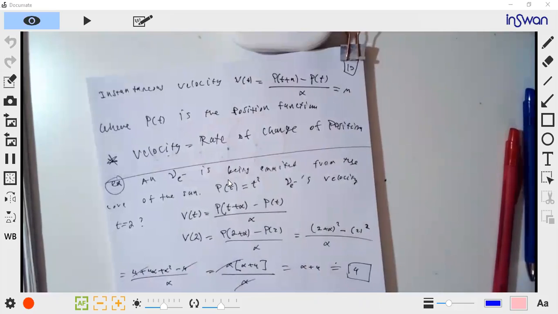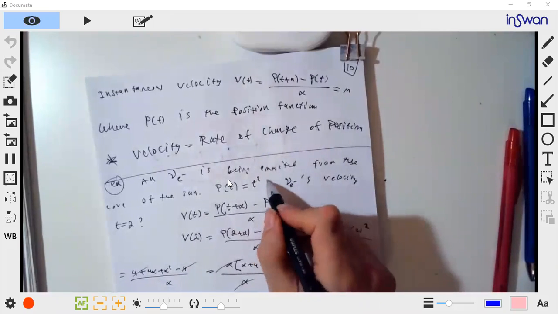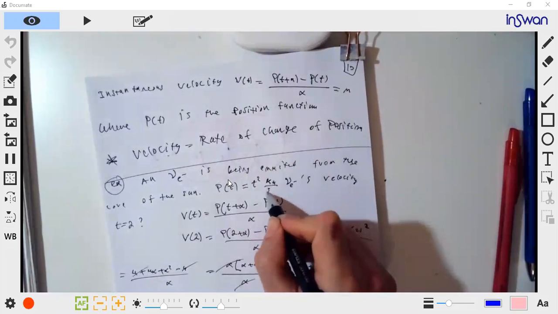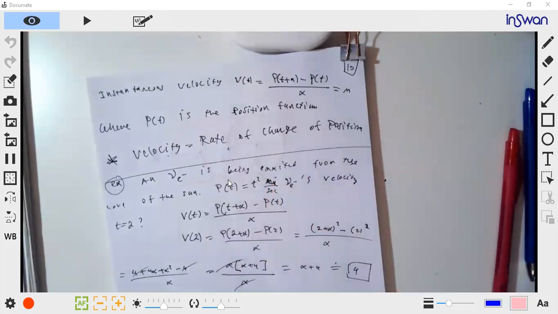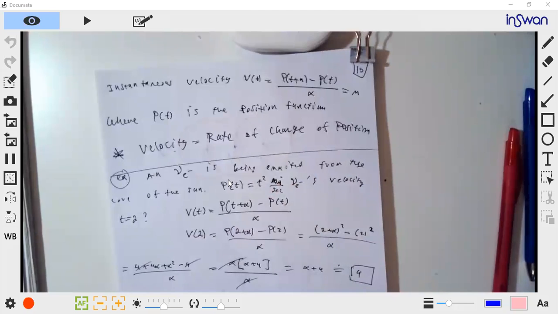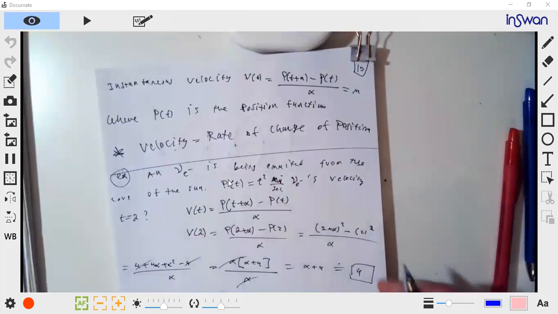So we get 4. I didn't tell you what the units were. I could say that this is kilometers per second. Or I could say that it's miles per second. I'm inventing this problem, so I can call it whatever. Let's say it's going miles per second.